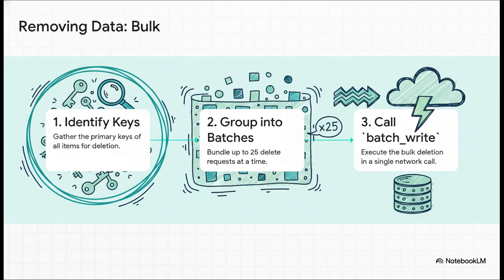And when it's time to remove a bunch of data, please don't do it one by one. The batch write item method is your best friend here. You can bundle up to 25 delete requests into one single network call. That is way more efficient and faster than making 25 separate trips back and forth to the database. It is the absolute key to doing bulk operations the right way.